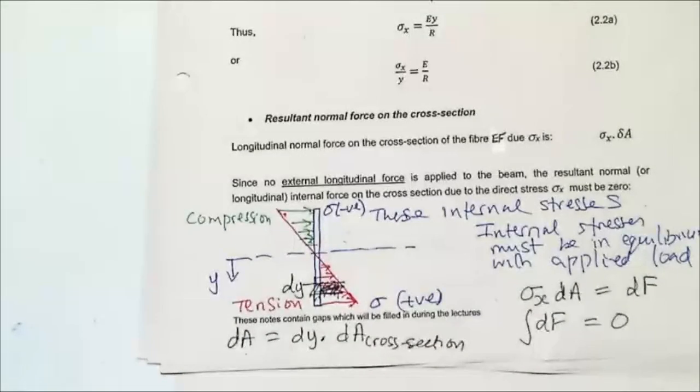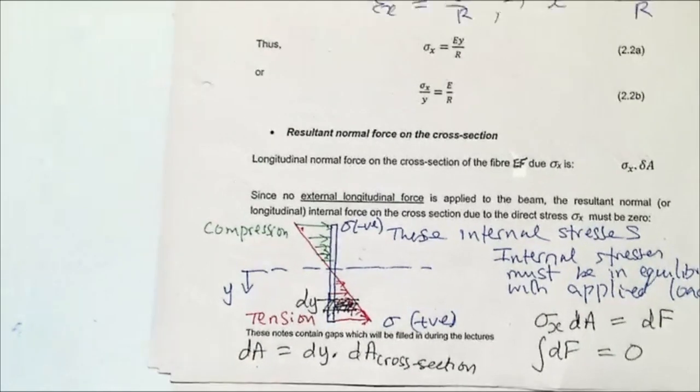Yeah. What does dA equal, dy multiplied by dA? Why is there, so we calculate the overall area, like the total area? Yeah, okay, maybe.